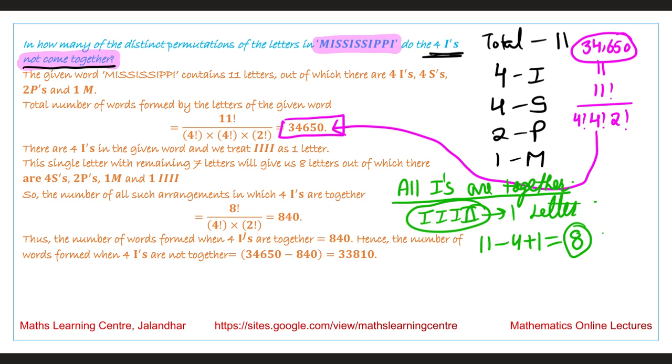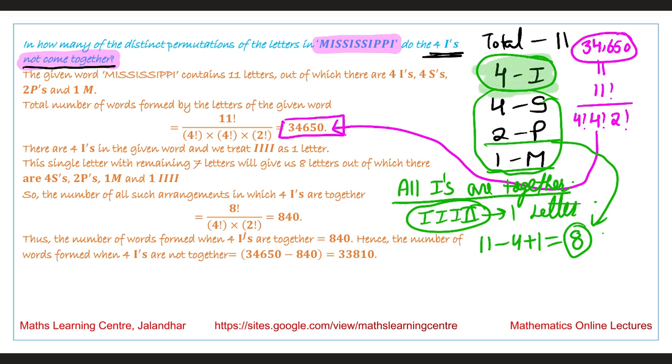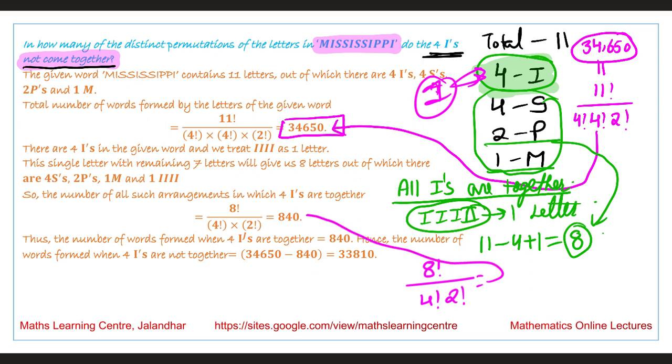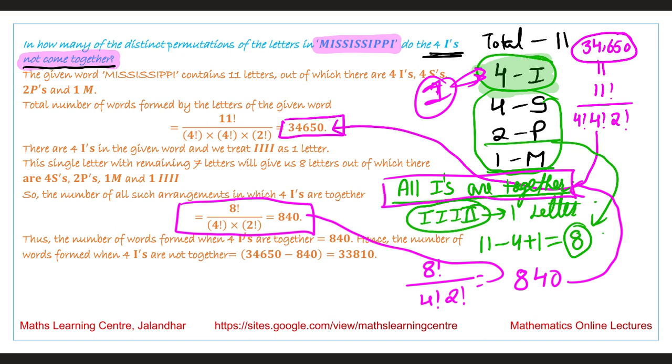And these 8 letters consist of 4 S, 2 P, 1 M, and this I, which is just one letter that consists of 4 I's. So the total number of permutations over here is 8 factorial divided by 4 factorial into 2 factorial, and the answer is 840. So these are the number of cases when all I's are together.